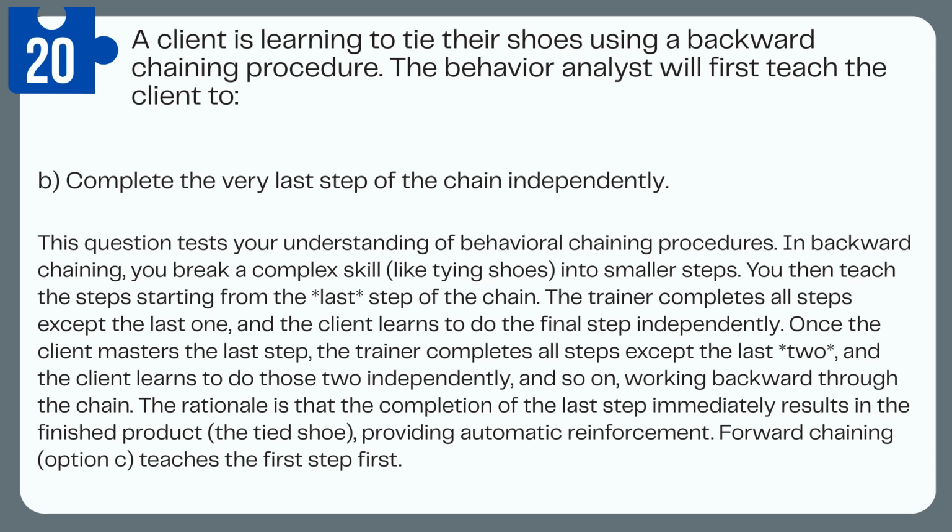Once the client masters the last step, the trainer completes all steps except the last two, and the client learns to do those two independently, and so on, working backward through the chain. The rationale is that the completion of the last step immediately results in the finished product, the tied shoe, providing automatic reinforcement. Forward chaining, option C, teaches the first step first.